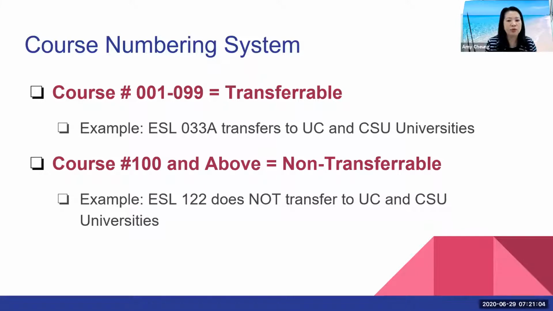Courses that are 100 or above are not transferable. Those tend to be the lower level courses. So in this case, ESL 122, which is level 3 ESL, is not transferable. It's not going to count towards the 60 units that are needed to graduate or transfer to a university. Okay, so when you look at the number, let's say I say History 7A. 7 is between 1 and 99, so that is transferable. So when you look at the course number at PCC, you can tell whether it's transferable or not.